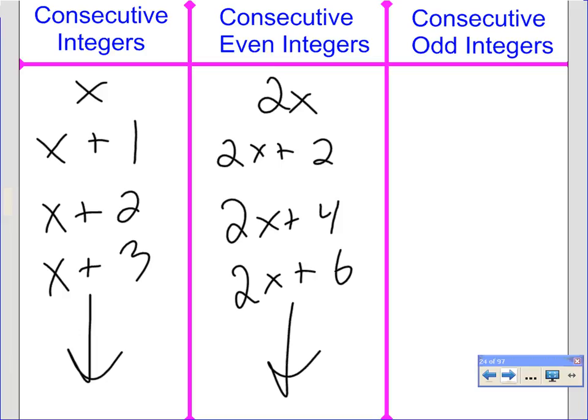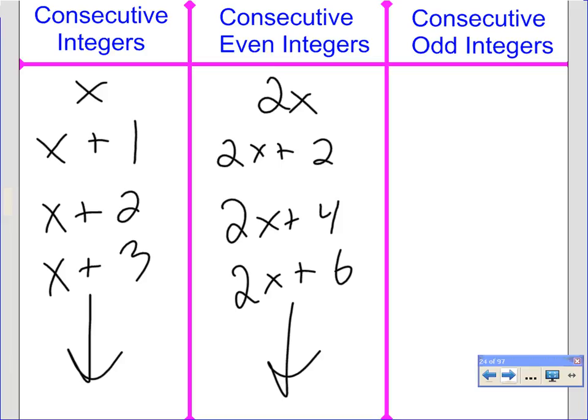On the test Friday, this is how you set these up. You cannot make it different than either of these. Please make sure, Ms. Wingrove and I noticed yesterday, a lot of you were not starting with 2x for the even. You were starting with 2x plus 2. So make sure you're starting with 2x.